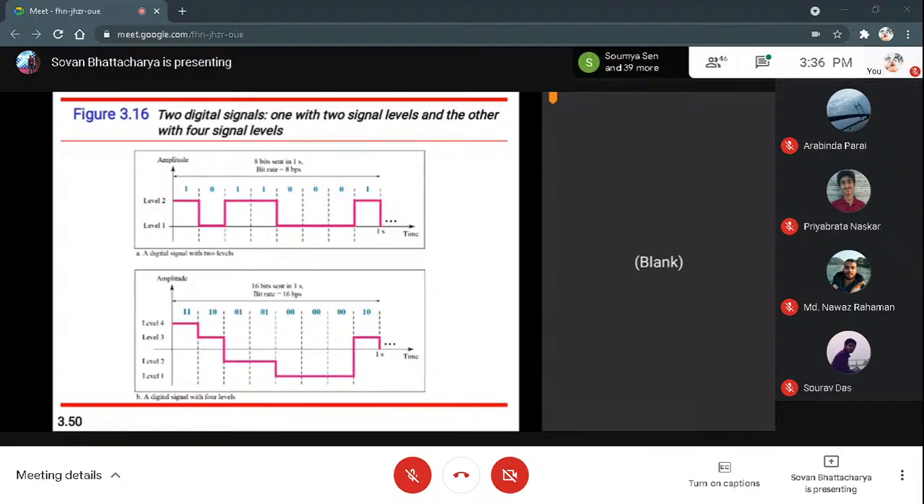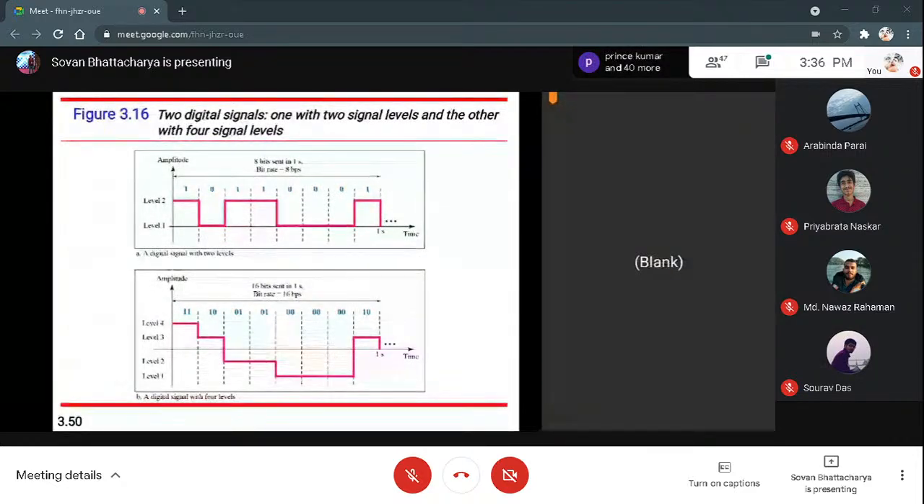So that means if I apply the permutation combination of 0 and 1, what happens? 0 0, 0 1, 1 0, and 1 1. Now if in our signal we have to represent the 0 0, if the line is at level 1, then we put 0 0. Then 0 1 if the line is at level 2. If the line is at level 3, that is 1 0, and if the line is at level 4 horizontally, then 1 1.